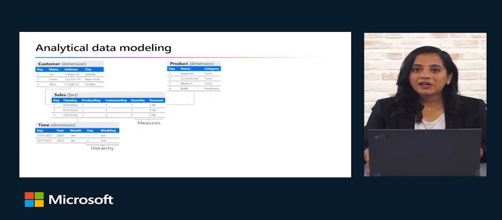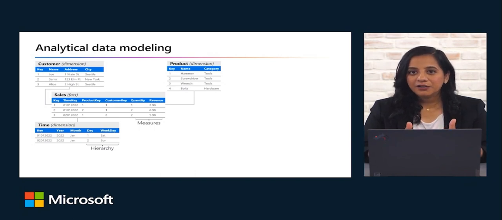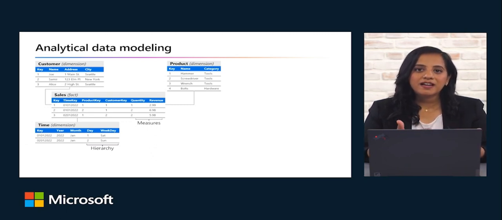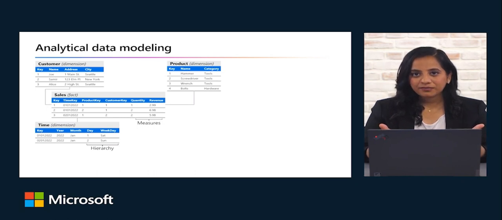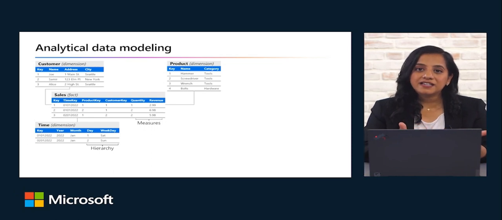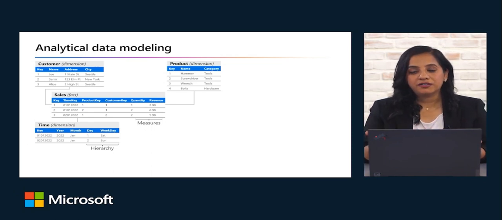Let's move on and look at some data modeling concepts. Analytical models enable you to structure data to support analysis. Models are based on related tables of data and define the numeric values that you want to analyze or report on, and the entities by which you want to aggregate them. The numeric values are known as measures. The entities are known as dimensions.